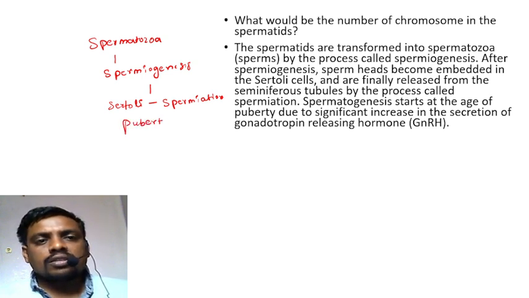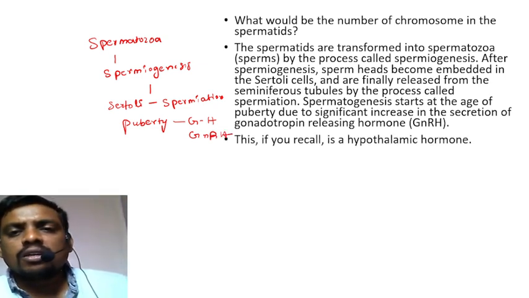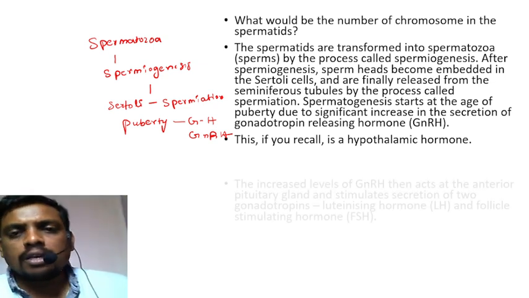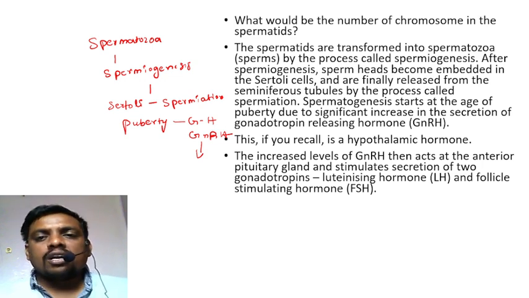As you know, it starts at the age of puberty due to a significant increase in the secretion of gonadotropin releasing hormone. This is coming from the hypothalamus of the brain. This is a hypothalamic hormone. Increased levels of this hormone act upon the anterior pituitary gland and stimulate secretion of 2 gonadotropins, namely luteinizing hormone and follicle stimulating hormone.